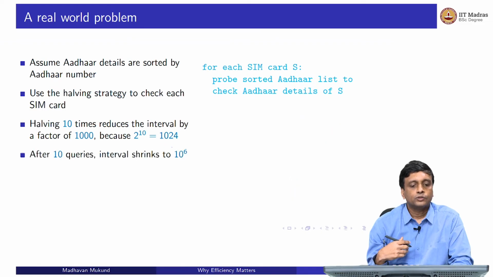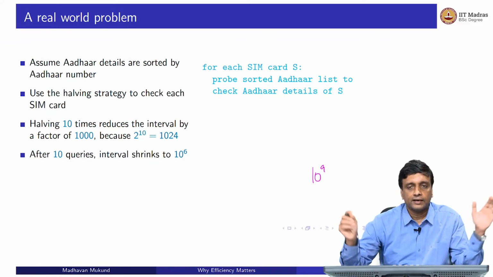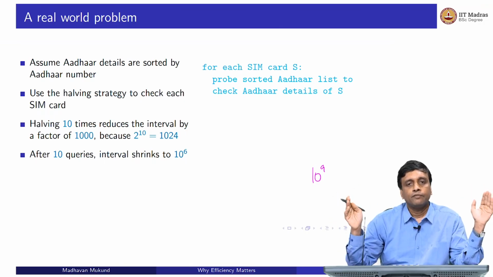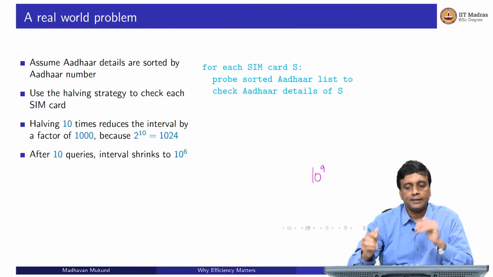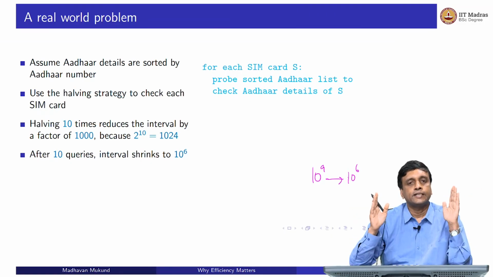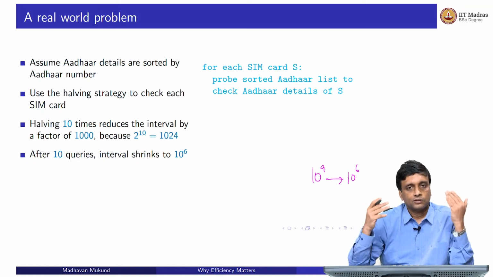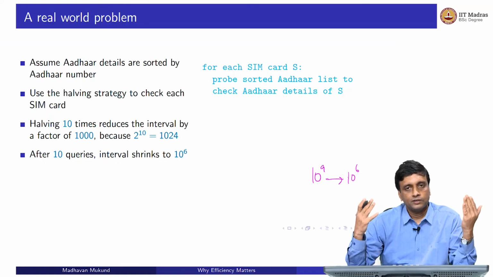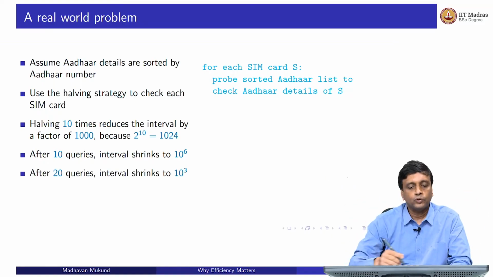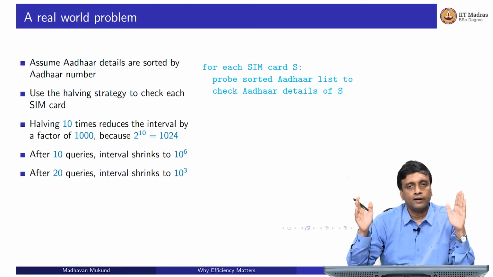So therefore, after 10 queries, remember my Aadhaar interval, there are 10 to the 9 possible Aadhaar cards from the smallest one to the biggest one. If I have now halved this thing 10 times, I have brought this down by a factor of 1000 to an interval of size 10 to the power 6. Now I keep halving. So this halving applies at every step. So this 10 to the 6 after 10 more queries will come down to 10 to the 3. So I have now come from 1 billion to 1 million after 10 queries.